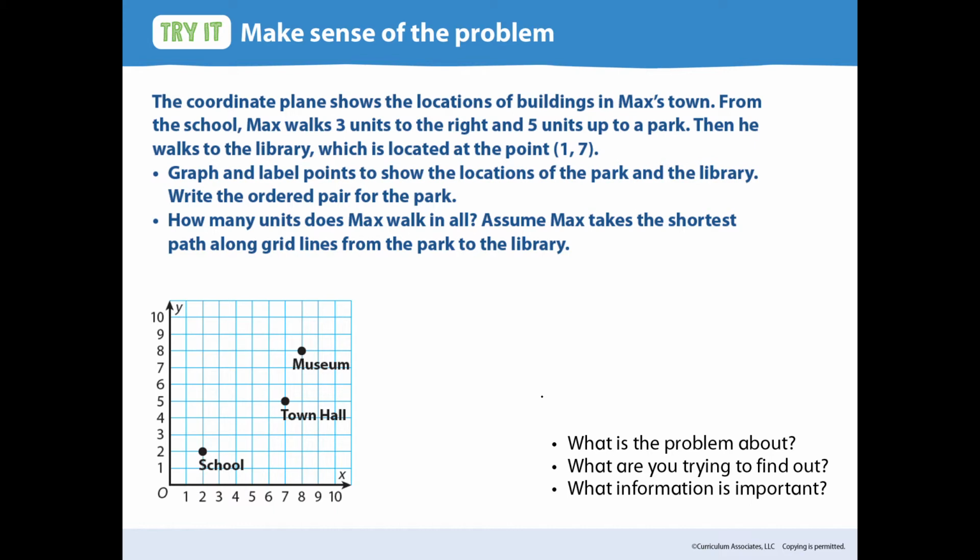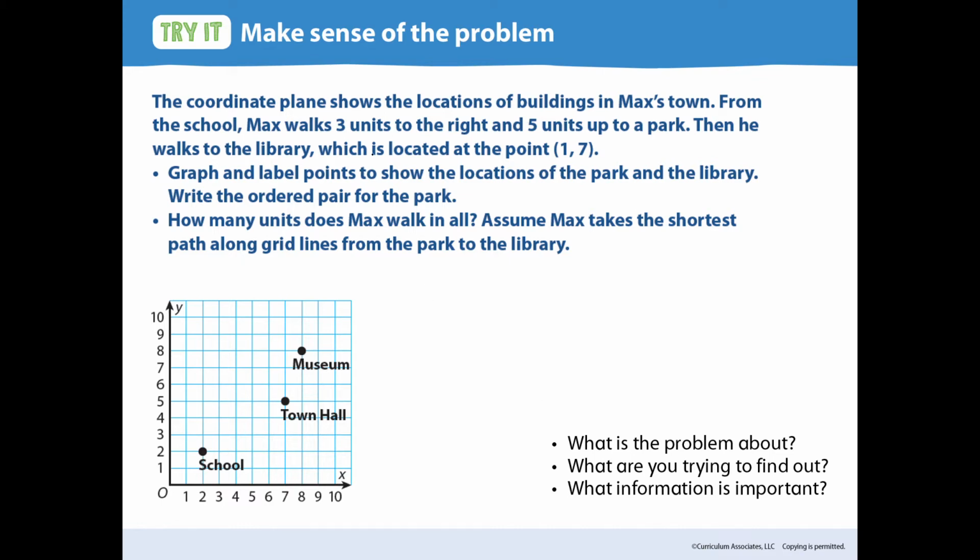Try it. The coordinate plane shows the locations of buildings in Max's town. From the school, Max walks 3 units to the right and 5 units up to a park. Then he walks to the library, which is located at the point 1, 7. Graph and label points to show the locations of the park and the library. Write the ordered pair for the park. How many units does Max walk in all? Assume Max takes the shortest path along grid lines from the park to the library. Okay, please pause your video and find your solution, then press play.